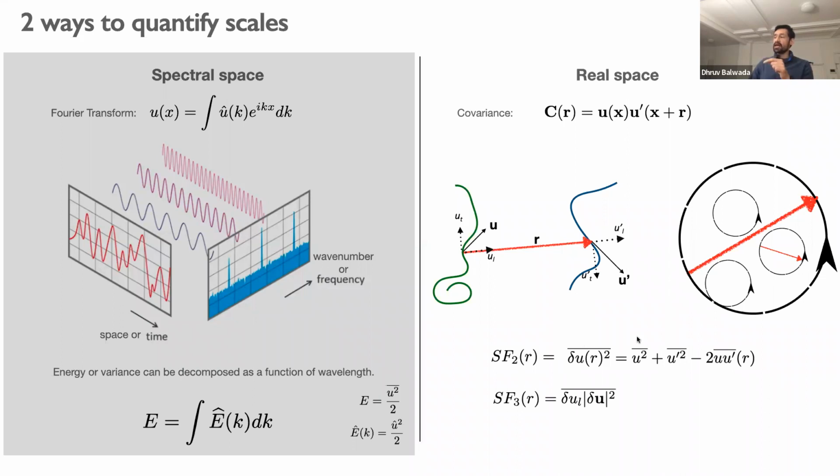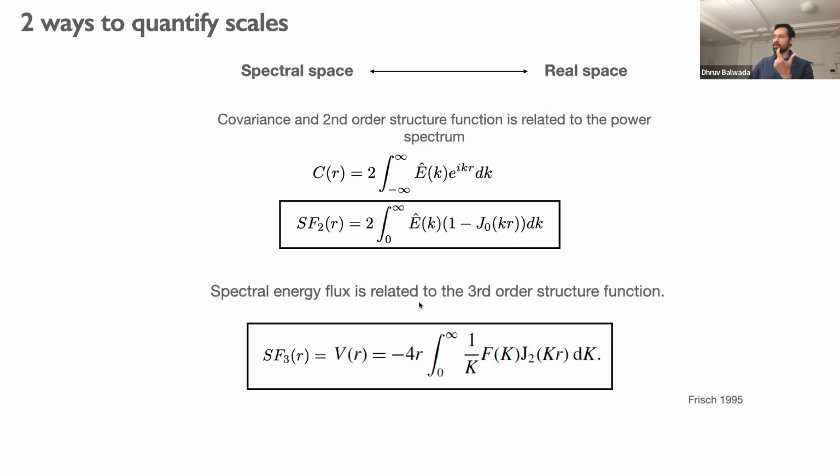We can also look at higher order terms. So this was delta U, velocity difference squared. We can look at quantities which are like velocity difference cubed. And the reason we want to look at those cubed quantities is because they relate to the spectral flux, the FK, which I plotted earlier from the Scott and Wang paper.